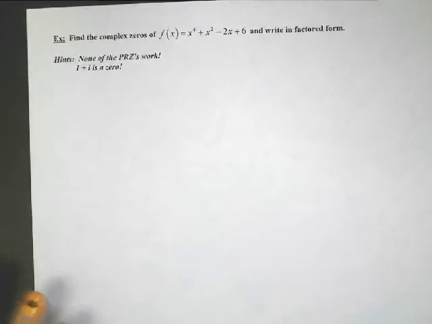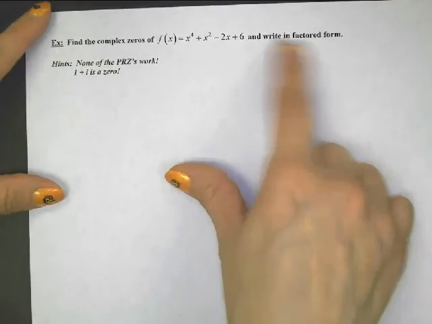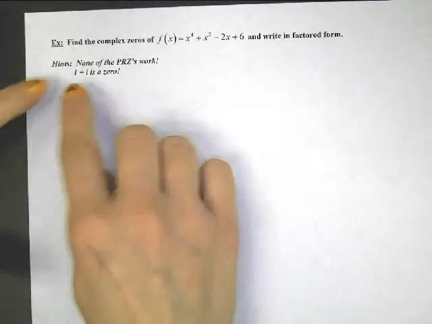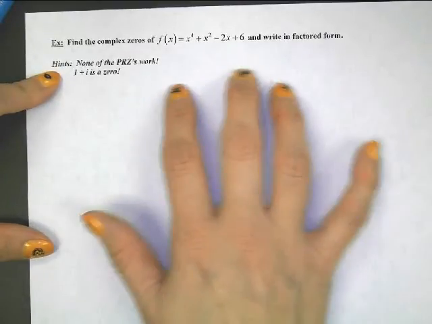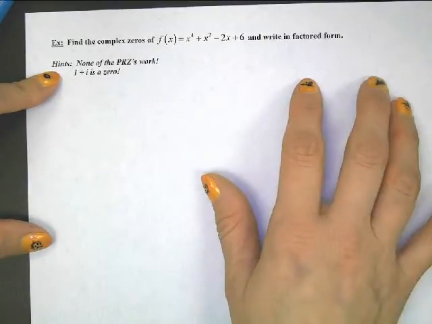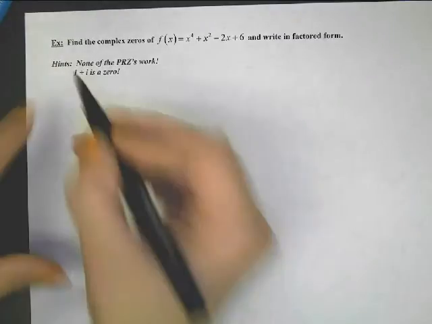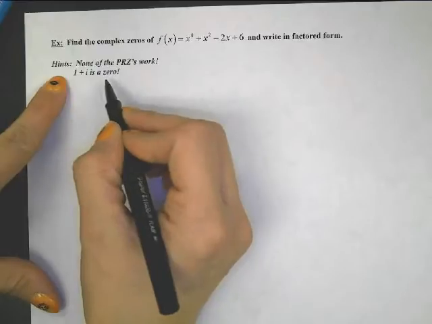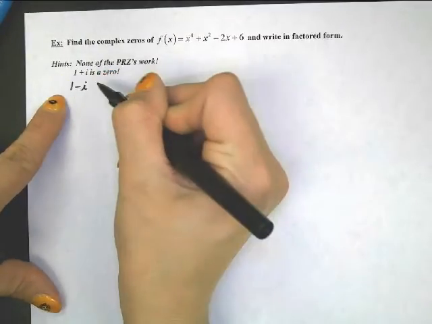Okay, let's do one more. Find the complex zeros and write it in factored form. But look at this hint. None of the PRZs work. So even if you made a nice long list of PRZs, none of them are going to work. We need to do a different approach here. But they did tell you one of the zeros. In fact, buy one, get one free. The other one is 1 minus i.